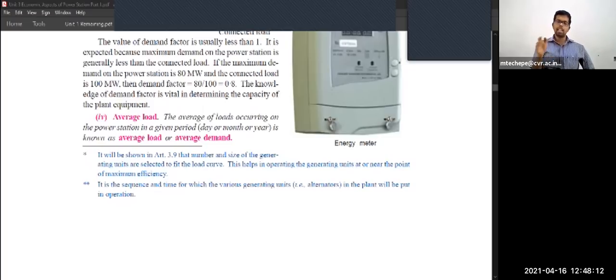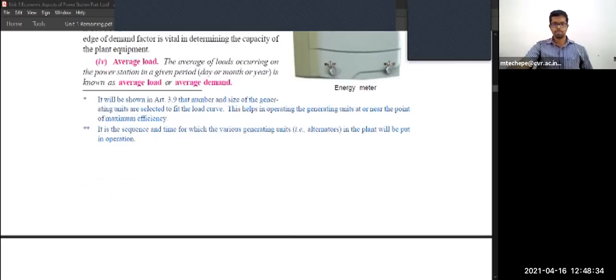In a day, they will analyze. In a month, they will analyze. Even every month, from January to December, they will analyze. And yearly, what is the average load? That also they will analyze. So average load is nothing but demand. So load is nothing but demand. Whatever the load that is connected, that is nothing but the demand.